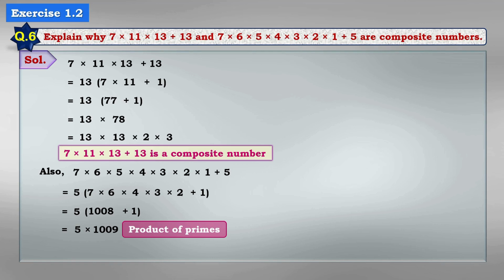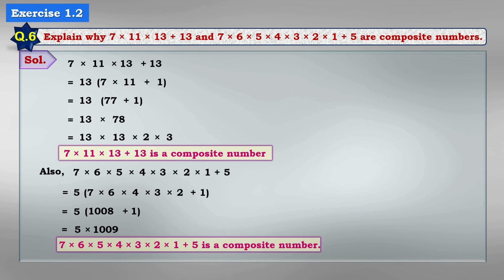So since we got a product of primes, whenever a composite number has a product of prime numbers, then we can represent it as a composite number. So this is also a composite number.